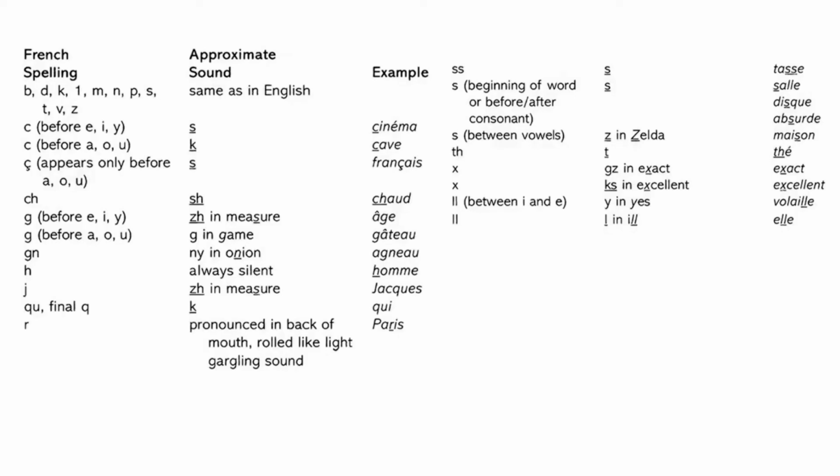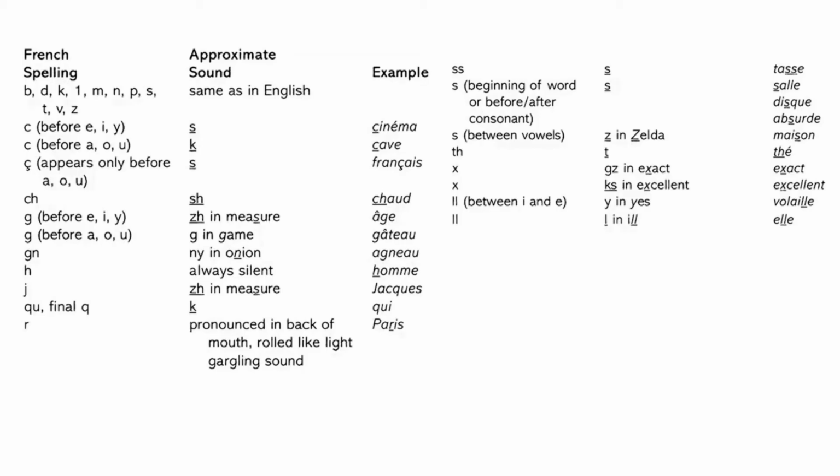TH sound is ta. So it is te. X. X sound is exactly like the g's in exact. Excellent. Same as in English.